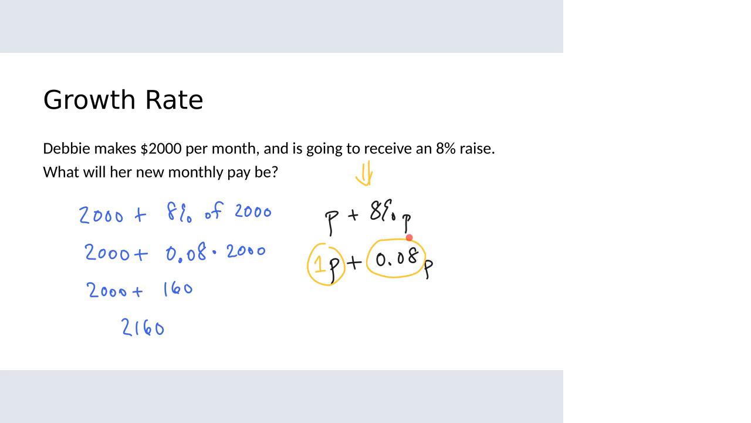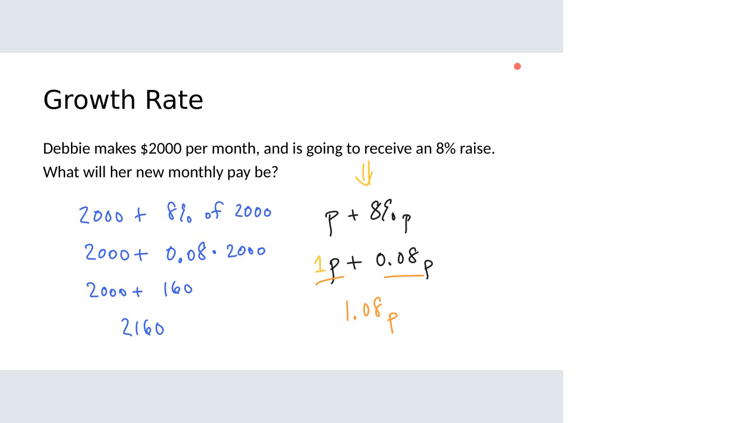All right, so if I'm working on Debbie's salary increase over here, and I have 1P plus 0.08P, well, I could add those together then. Those are like terms. I've got 1P plus 0.08P. If I put those together, that's just 1.08 times P. And so what's happening here is this. We started out with some salary. We added 8% on top of that. And when we're done, we get 108% of what that pay used to be.